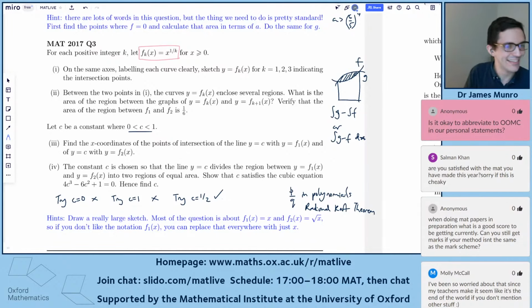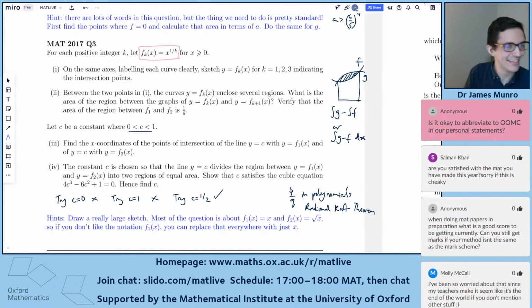Someone else asked, can you still get marks if your method isn't the same as the mark scheme? Now, I don't know how the mark scheme works for maths, but I think they'll get marks if they've done a valid mathematical method, won't they? Yeah, we're really good at that for the long questions. We've got a team of graduate students who mark the long questions, and they're looking out for other approaches and other things that you can do to get to the right answer.